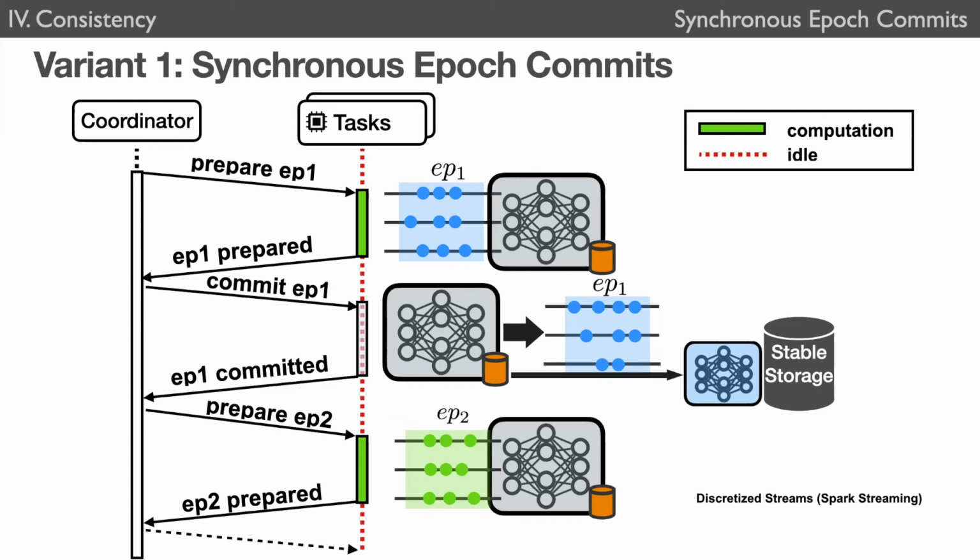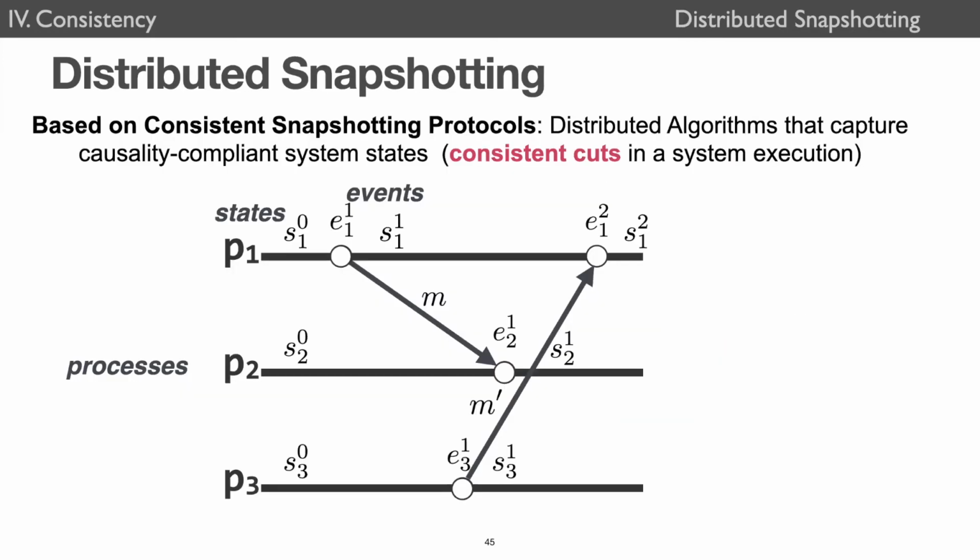The downside of this approach is that the useful computation occupies only a fraction of our tasks' time, since they do have to wait for all other tasks to finish their current microbatch. The Drizzle paper partially resolves that through chaining multiple epochs in a single atomic commit. Now, in order to overcome the overhead of strict coordination, we can also use distributed snapshotting algorithms, which are available off the shelf from classic distributed systems literature.